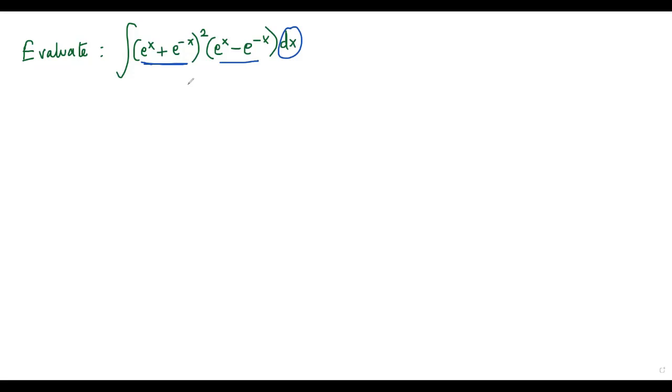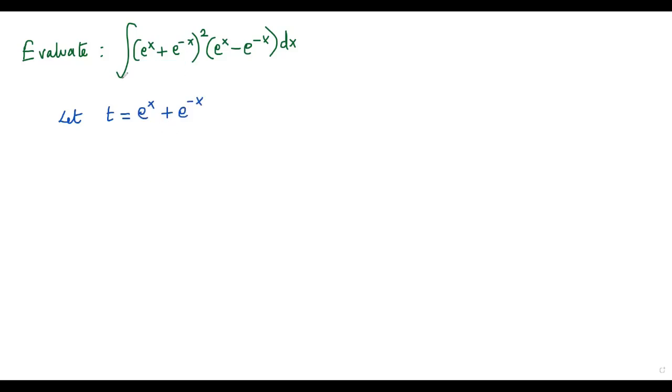So we have to substitute a new variable for the part for which we have the derivative. Actually, we have the derivative for this particular part. So I have to assign a new variable for this whole stuff, e^x + e^(-x). Let me assign a new variable t equals e^x + e^(-x). Okay, now I have substituted a new variable t for this stuff.